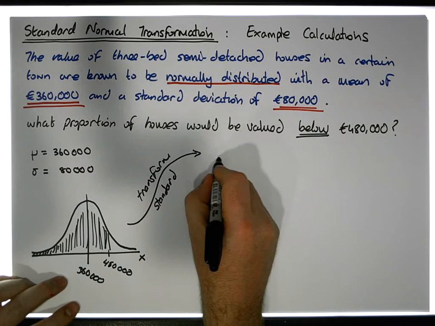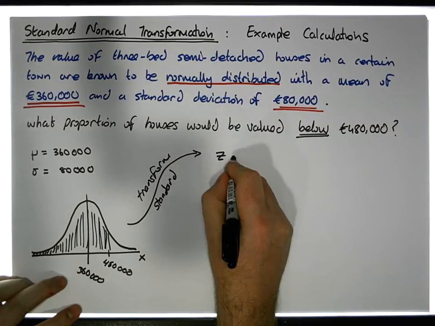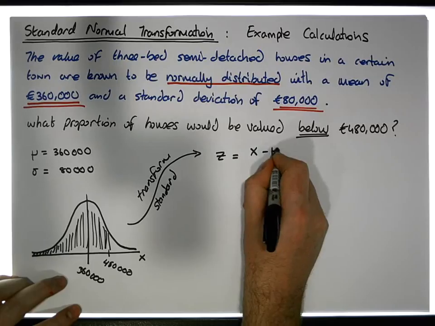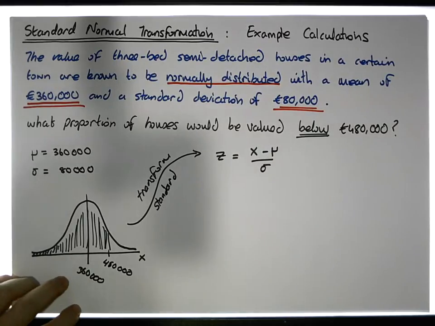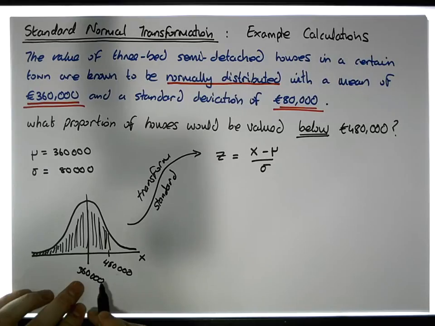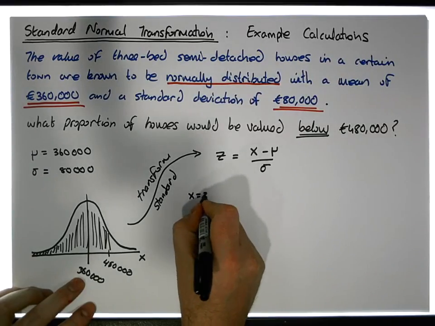The formula for the standard transformation is that these new standardized variables, these z values, are equal to the x values minus the population mean, divided by the population standard deviation. In our case, we've got two x values that we need to transform. Where does 360 go to? Well, this is the trivial case.